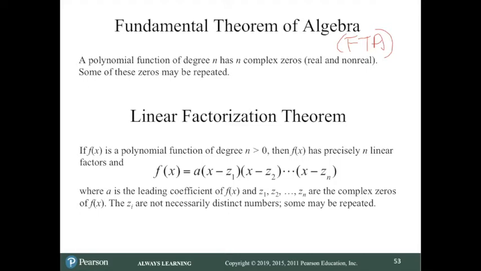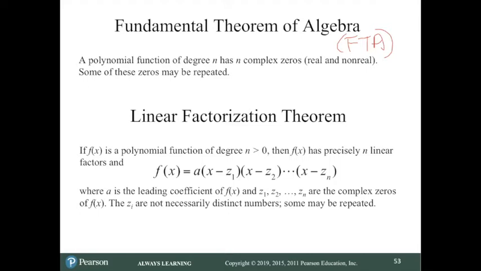Okay, our second theorem is the linear factorization theorem, which says that I can take those zeros and write them all as linear factors, meaning x minus or plus a number. So if f of x is a polynomial function of degree n greater than 0, then f of x has precisely n linear factors, and we can write it as f of x equals a, our leading coefficient, times x minus the first zero, times x minus the second zero, times x minus the third zero, and so on for all n zeros, where a is the leading coefficient of f of x, and z sub 1, z sub 2, dot dot dot, all the way up to z sub n are the complex zeros of f of x. The z sub i, so each zero, is not necessarily distinct. Some can be repeated. So that's what I was talking about.